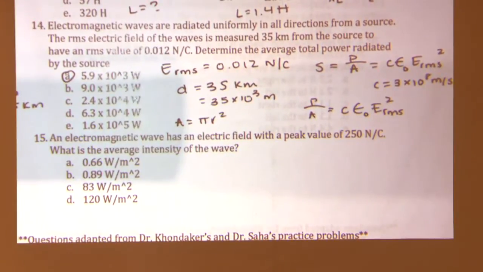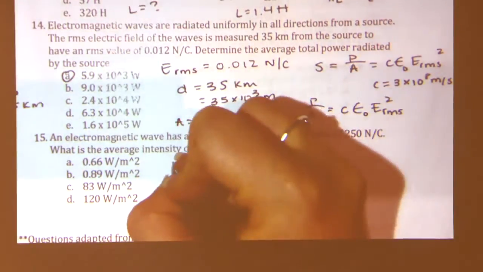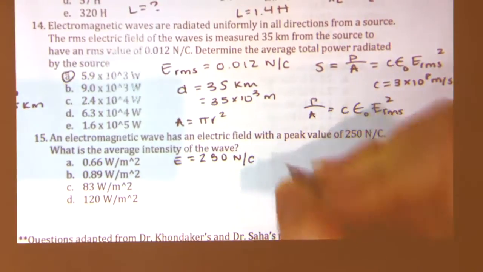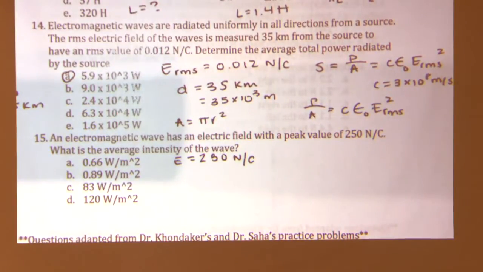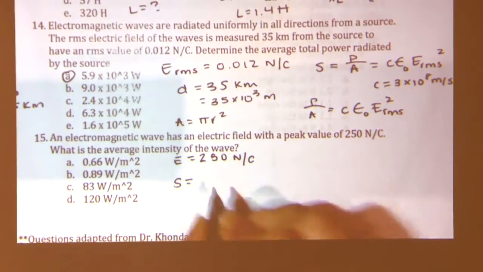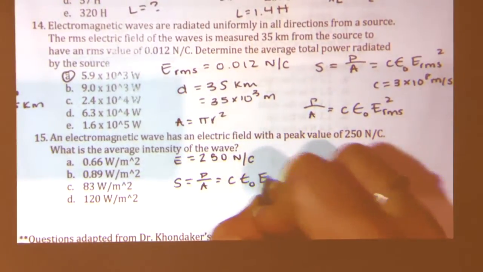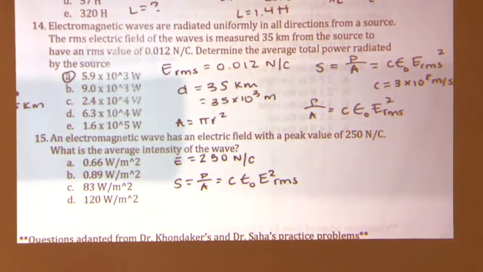So moving on to number 15. An EM wave has an electric field with a peak value. So now we have a peak electric field of 250 newtons per coulomb. What is the average intensity of this wave? So basically we can still use the same formula that we were just using, where intensity is equal to P over A, but it's also equal to C epsilon naught E RMS squared. So we're using the same formula, but now we have the peak value of the electric field. We don't have the RMS.